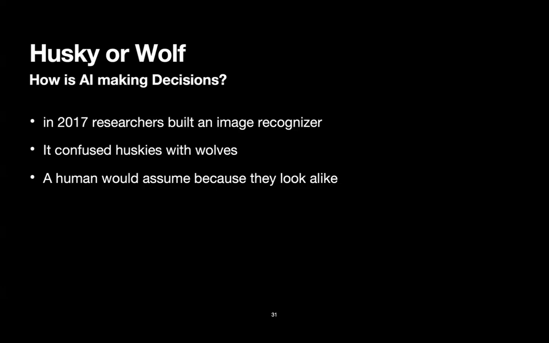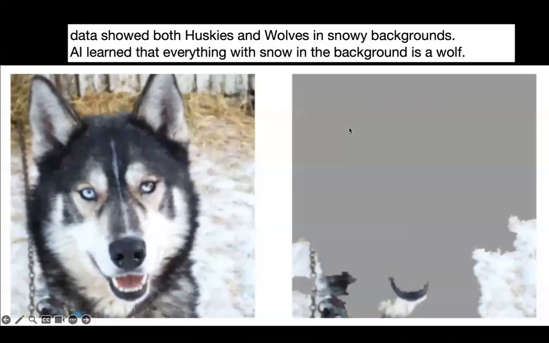Right? That's our problem: we look at how AI fails and we immediately start to wonder why and make up reasons, because we know how a human might make that mistake. But it turned out that both wolves and huskies had snowy backgrounds in all of their photos. And this is another example of really paying attention to your data. So it learned that everything with snow in the background is a wolf.